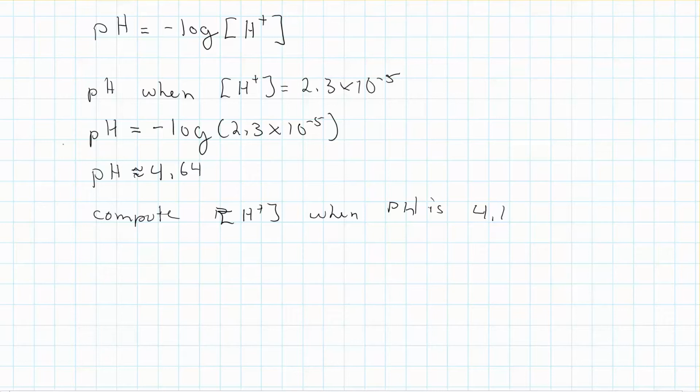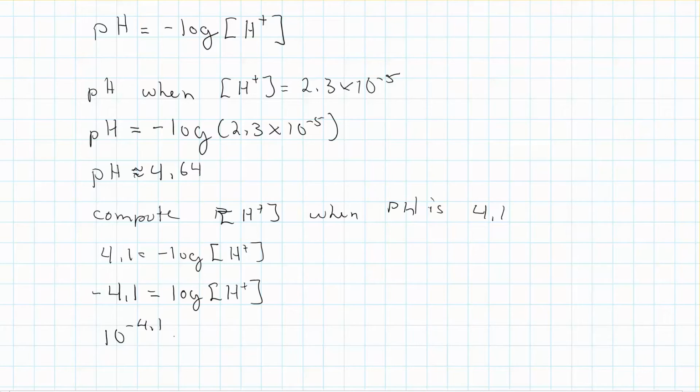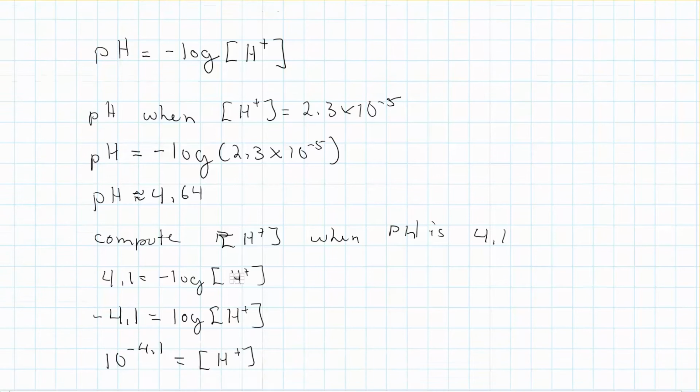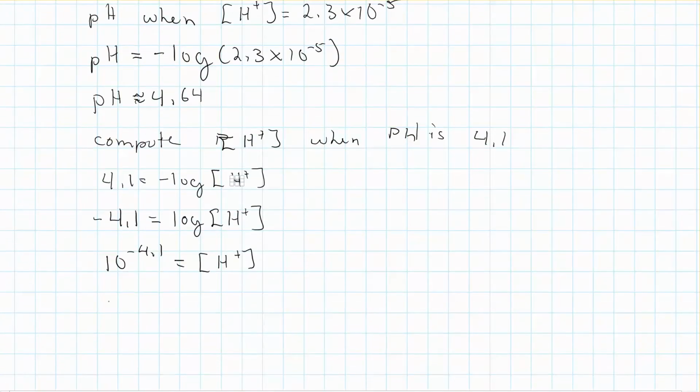Okay, well if we do that, we would have 4.1 equals negative log of the hydrogen ion concentration, which would be negative 4.1 is equal to the log of the hydrogen ion concentration, which then we would have 10 to the negative 4.1, because we're doing common log, is equal to your hydrogen ion concentration. And then we could, of course, approximate what this is.